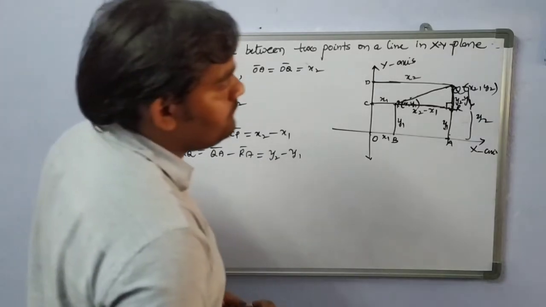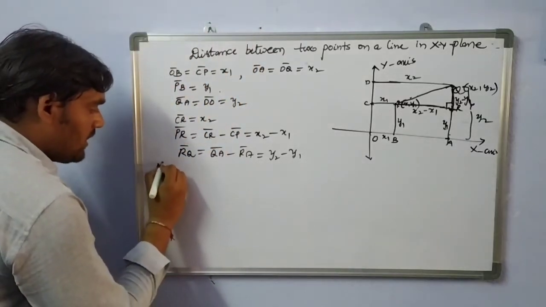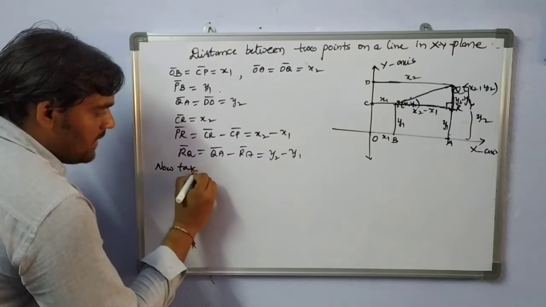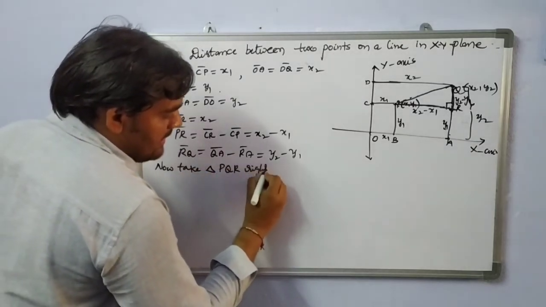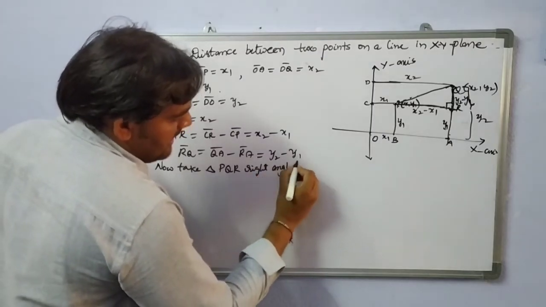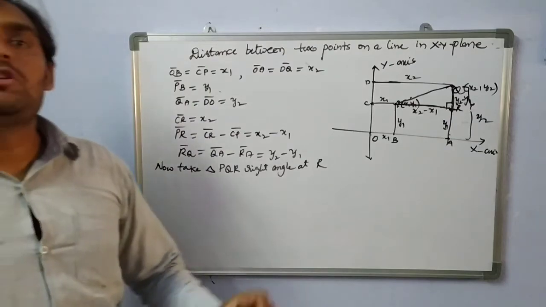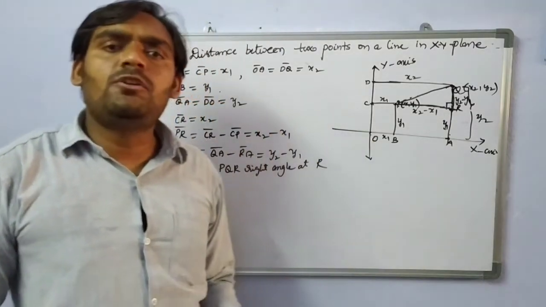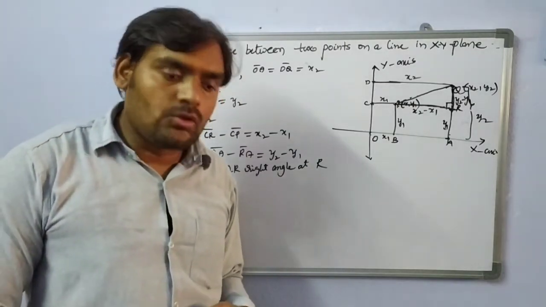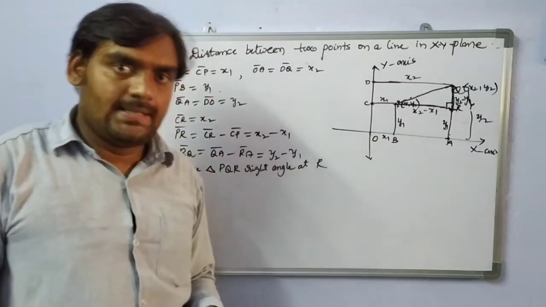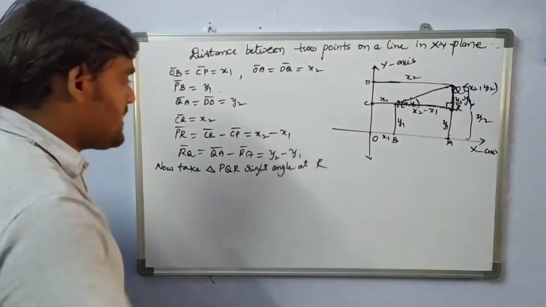Now take a triangle. This is y2 minus y1. Take a triangle PQR, right angle at R. Isn't it? A side which is opposite to 90 degrees is the hypotenuse. According to Pythagoras theorem, in a right angle triangle, square of hypotenuse is equal to sum of the squares of the remaining two sides. Isn't it? So hypotenuse square is equal to side square plus side square in a right angle triangle.